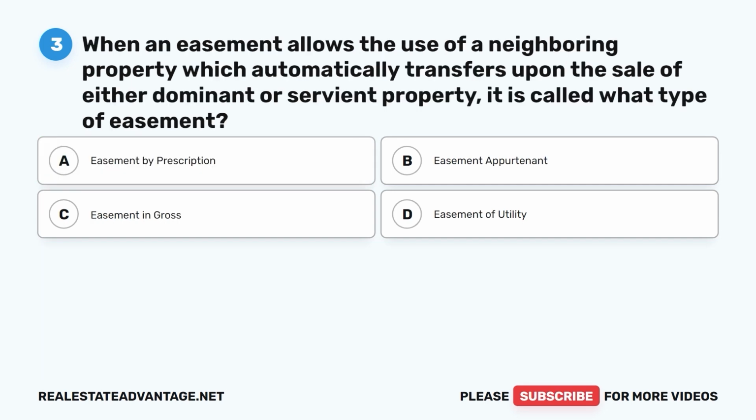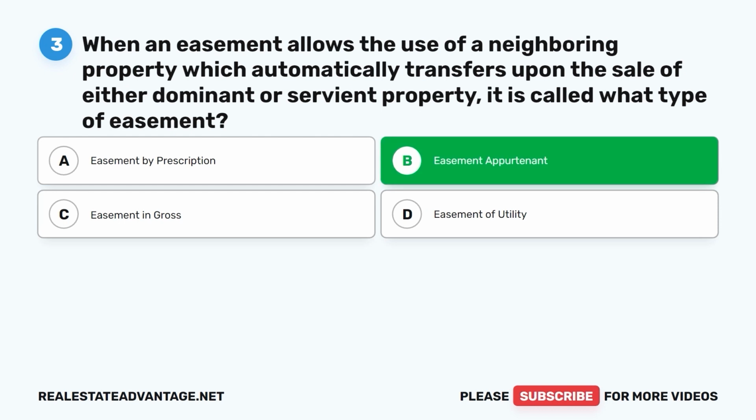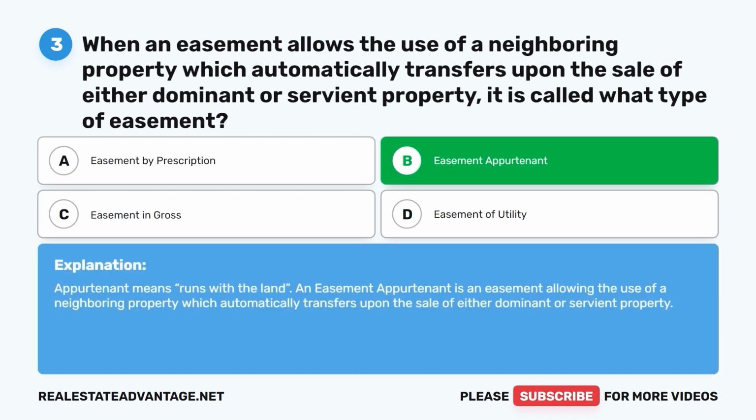Question 3. When an easement allows the use of a neighboring property which automatically transfers upon the sale of either dominant or servient property, it is called what type of easement? A. Easement by prescription, B. Easement appurtenant, C. Easement in gross, D. Easement of utility. The correct answer is B. Easement appurtenant. Appurtenant means runs with the land. An easement appurtenant is an easement allowing the use of a neighboring property which automatically transfers upon the sale of either dominant or servient property.